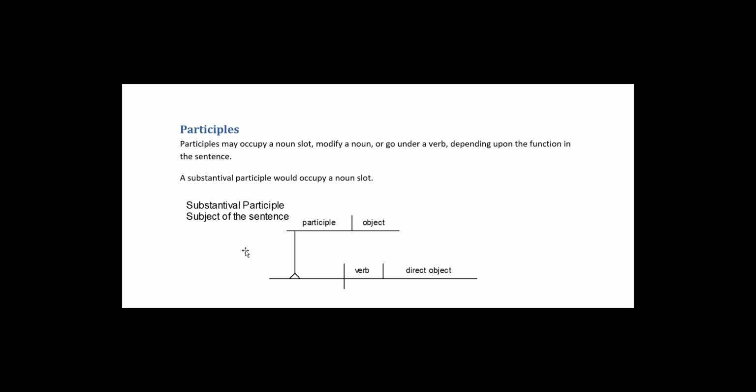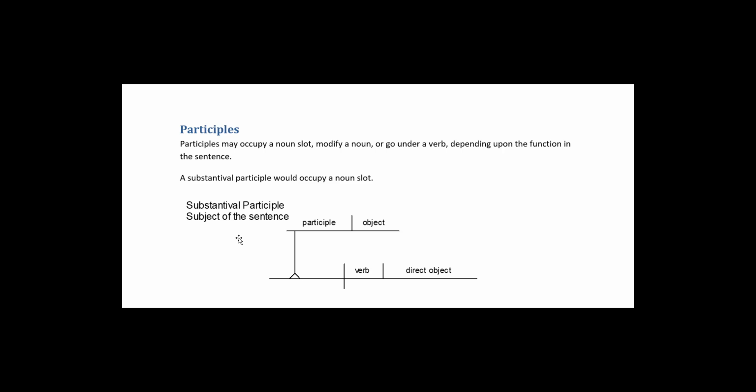So participles. You remember that a participle could be attributive, it could modify a noun. It could be substantival, it can act like a noun. Or it can be adverbial, it can modify a verb. So whatever it's doing in the sentence, that's where we're going to put it.